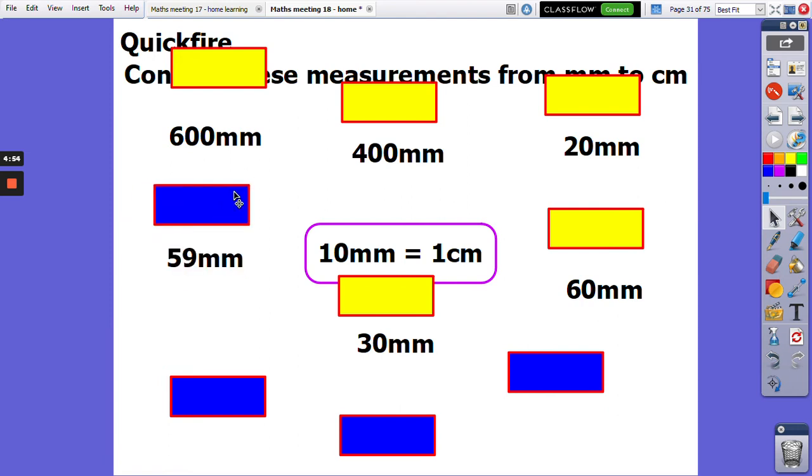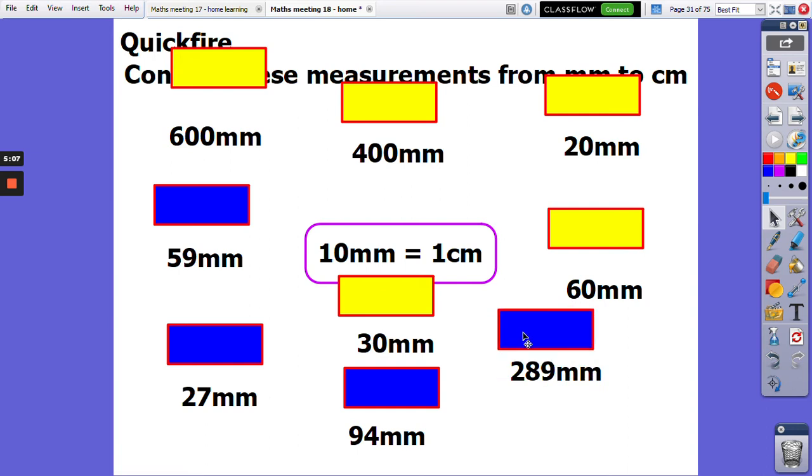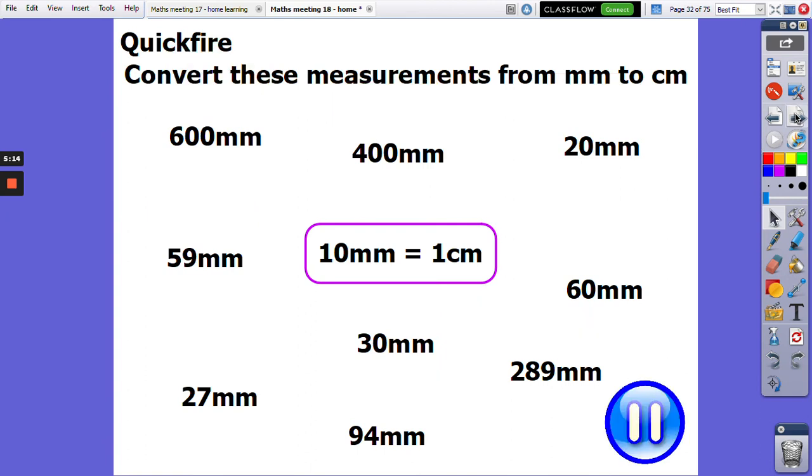5 centimetres, 9 millimetres. 2 centimetres, 7 millimetres. 9 centimetres, 4 millimetres. 28 centimetres, 9 millimetres. Well done if you got those. I'm going to pause the video now and write out all these lengths as centimetres.